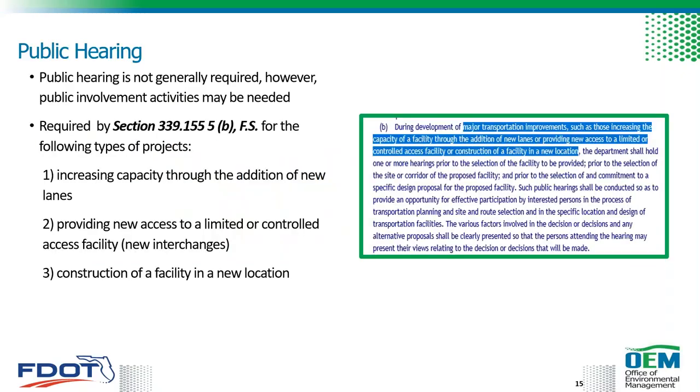And regardless of the type of the project, Section 339.155(5)(b) of the Florida Statutes requires a public hearing for those major transportation improvements. Okay, so those are listed as projects that are: one, increasing capacity through the addition of new lanes; two, providing new access to a limited or controlled access facility, such as new interchanges; and three, construction of a facility in a new location. So these are considered those major transportation improvement projects as defined in the statute.